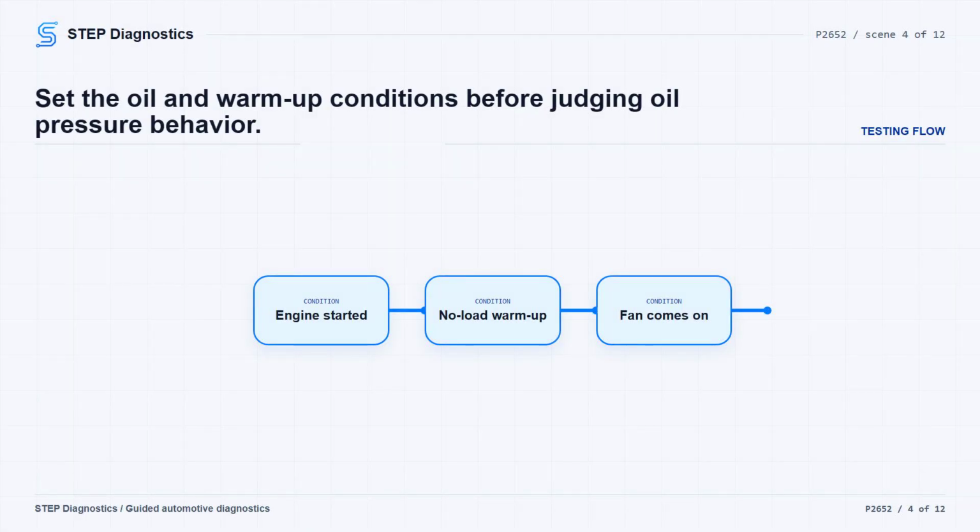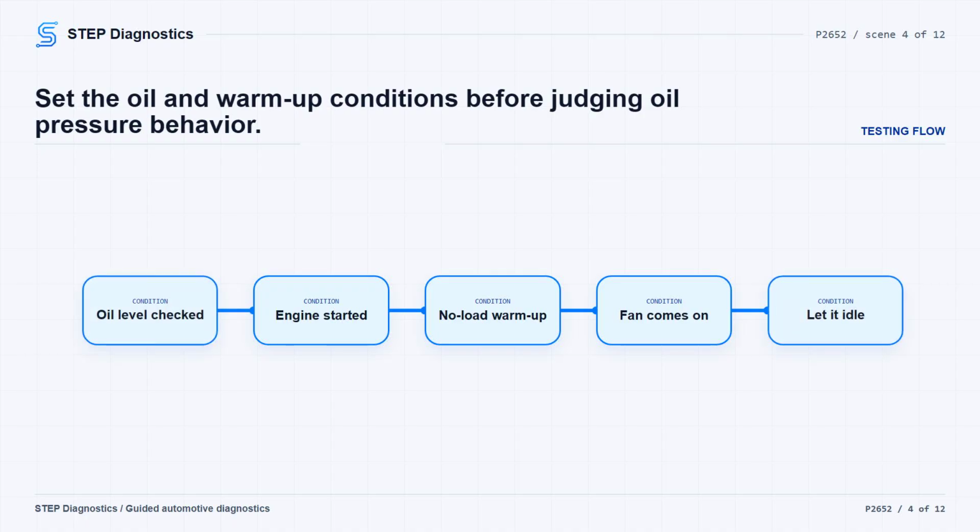Next, check the engine oil level. This code path depends on oil pressure behavior, so the oil level has to be right before the pressure side of the diagnosis means anything. After that, start the engine and warm it up by holding engine speed at 3,000 RPM with no load, with the CVT in P or N, or the manual transmission in neutral, until the radiator fan comes on. Then let the engine idle.